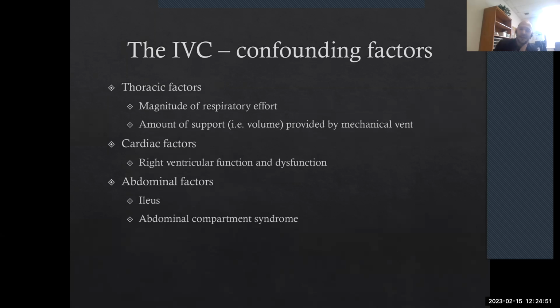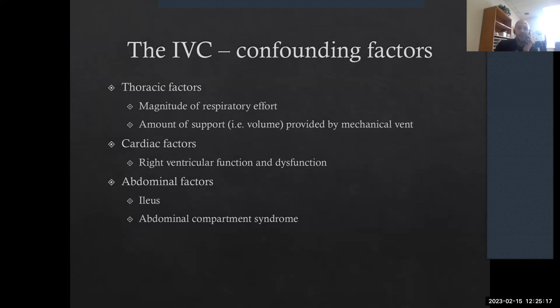And then in addition to technical factors, we talk about confounding factors. And so from the thoracic perspective, we talk about the magnitude of respiratory effort. Are they taking massive volumes? Are they paralyzed on a controlled mode at 6 mils per kilo? How much support is the vent providing? How much are they breathing spontaneously? And what is the change in pressure thoracically? And these are all things we can track, but can't correlate specifically to each breath.